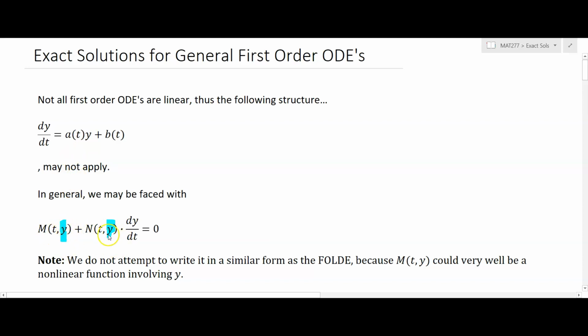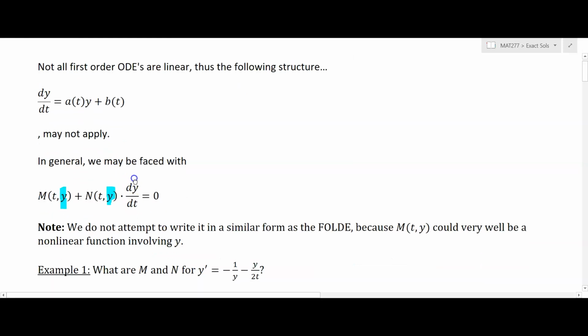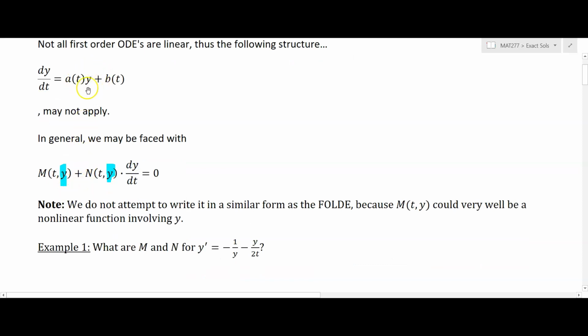And so M and N could be any functions of t and/or y, which means that there could be a y squared or a y cubed or a sine of y or any nonlinear function of y altogether. And we have to set it equal to 0 just because we've moved everything to one side. It's convenient to write it this way. We don't write these terms like we did here, A of t times y, because the function may be nonlinear, so it could have a y squared or a y cubed. We just don't know what function of y we're going to be dealing with. So we let this sort of A of t, y thing be handled by this M function. We do not attempt to write it in a similar form as the first order linear ODE, again, because M of t, y could very well be a nonlinear function involving y.